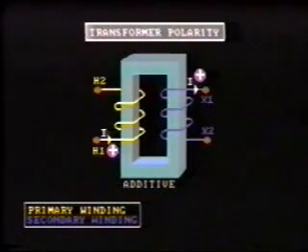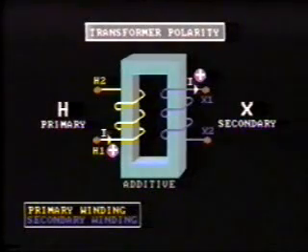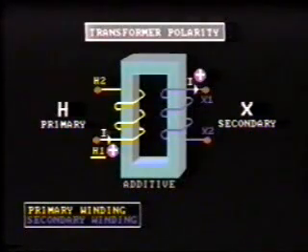To help identify this, the terminals are marked like this. By convention, H refers to the primary and X the secondary. H1 is current into the primary and X1 is current out of the secondary.